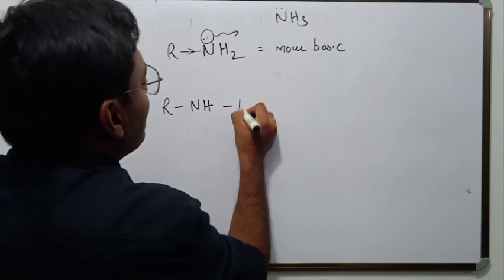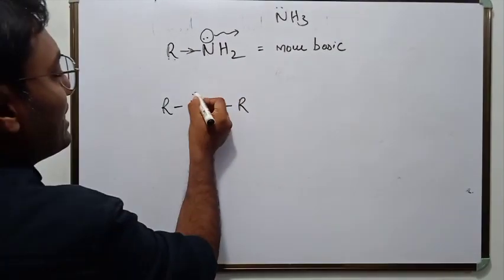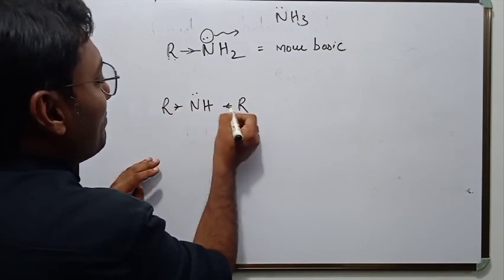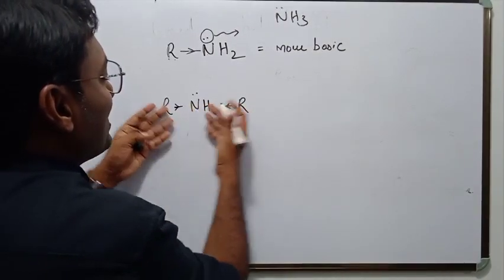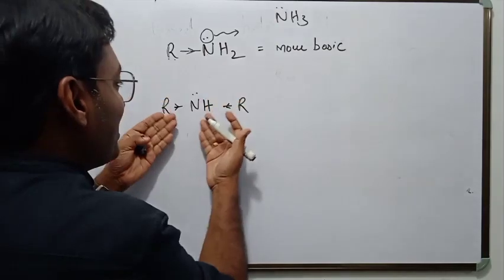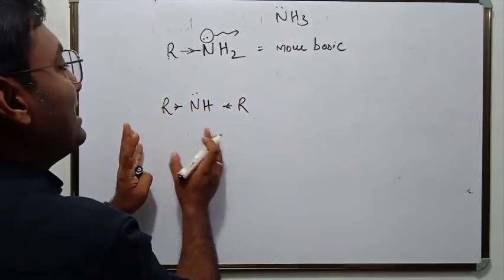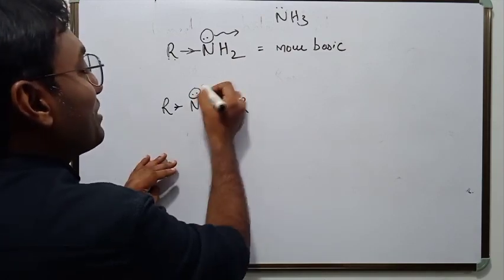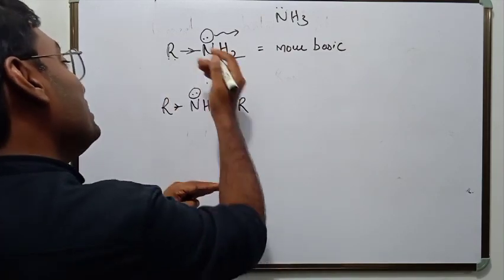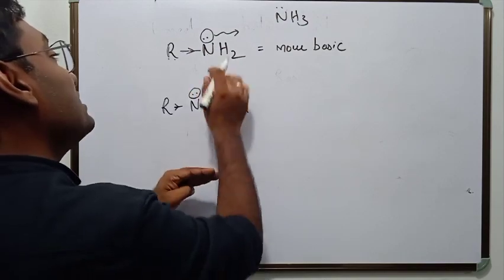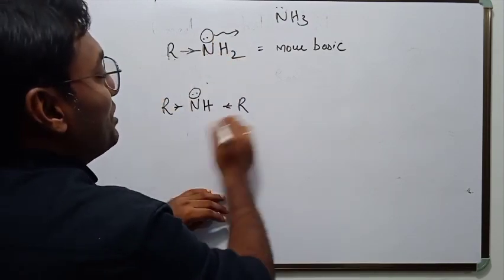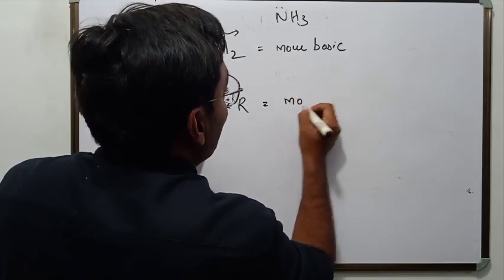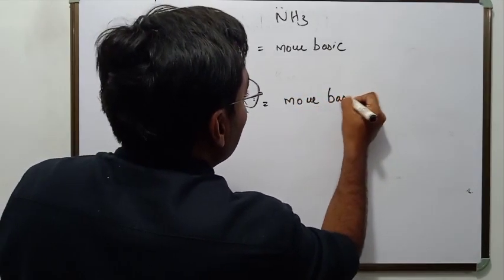On the same line of argument, look at your secondary amine. Now there are 2 pumping groups, so they can pump their electron to nitrogen. So the electron density around nitrogen will be greatly increased, more than this, right? And the availability of the lone pair of electron will also be relatively much more increased compared to primary amine. So this will be more basic than primary amine.